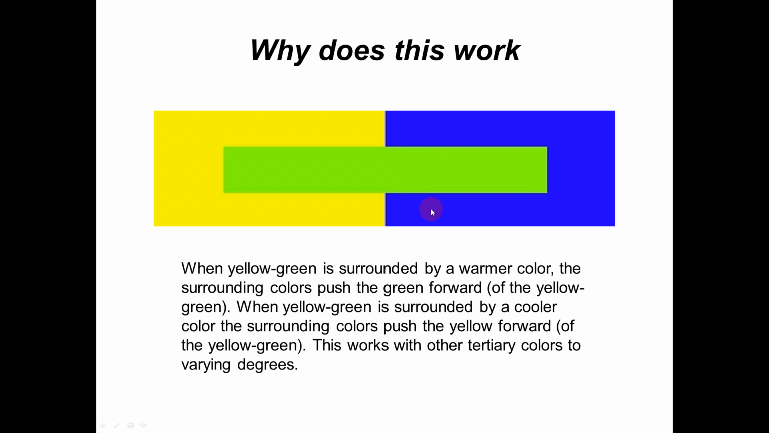When I surround yellow-green with a cooler color, it's doing the opposite thing. In this case, I've got it surrounded with blue, and what it's doing is it's pushing the yellow out in the yellow-green. And this also works with other tertiary colors to varying degrees.